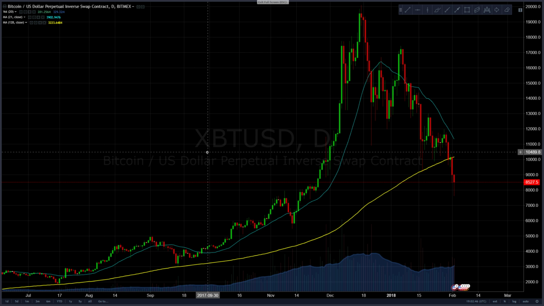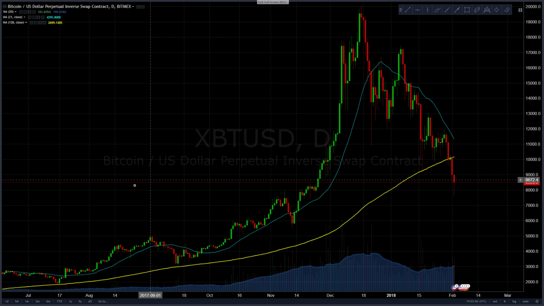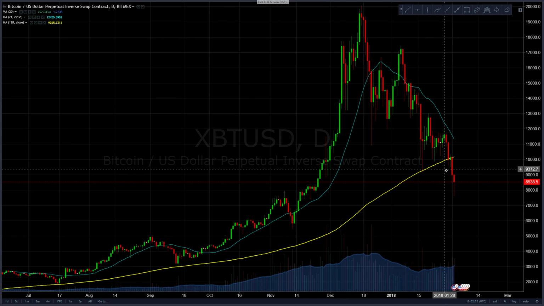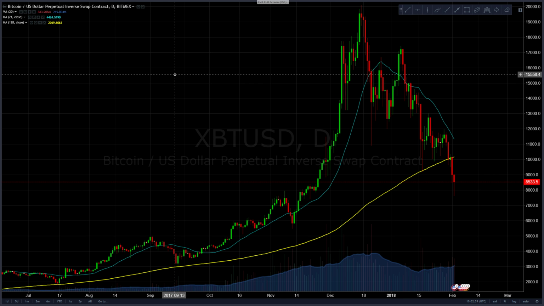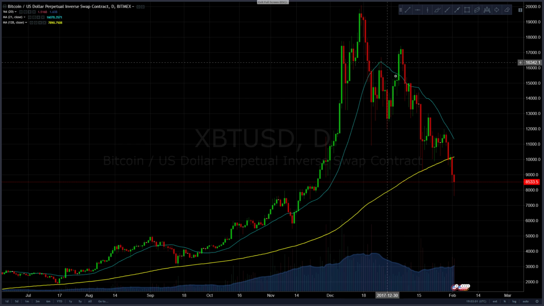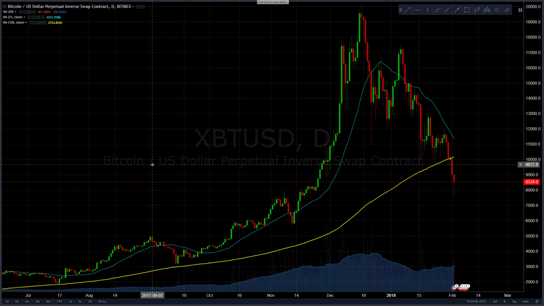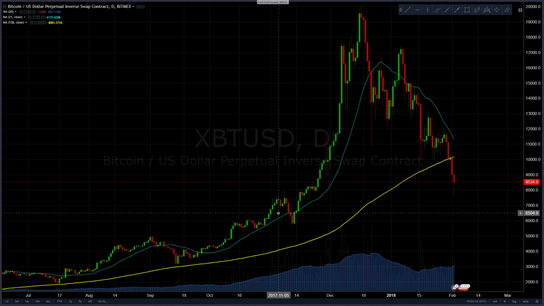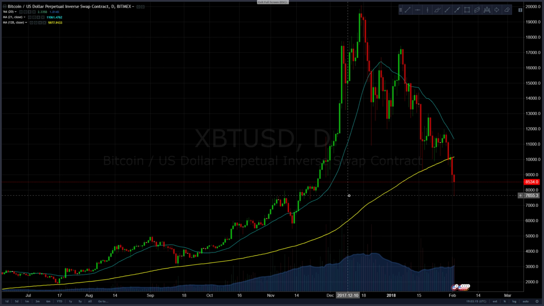We're looking at the XBT USD, that's the Bitcoin futures inverse perpetual swap contract, and this is how that looks. It's taking on the appearance of what we call a dump. It's taking a dump on people who bought at the top, but the people who bought way down here are probably just hodling. I'm not sure if it can get any lower.